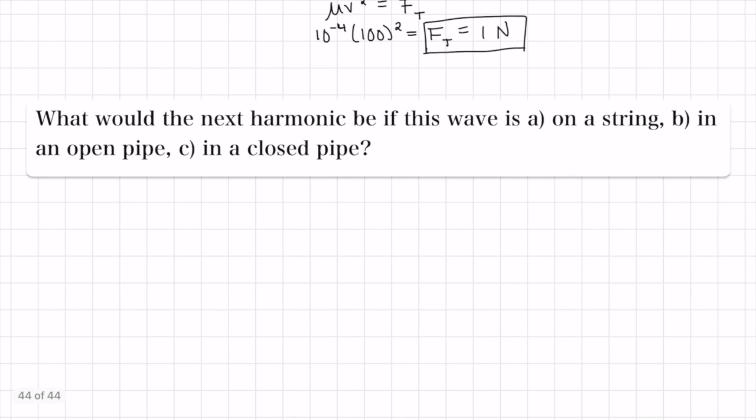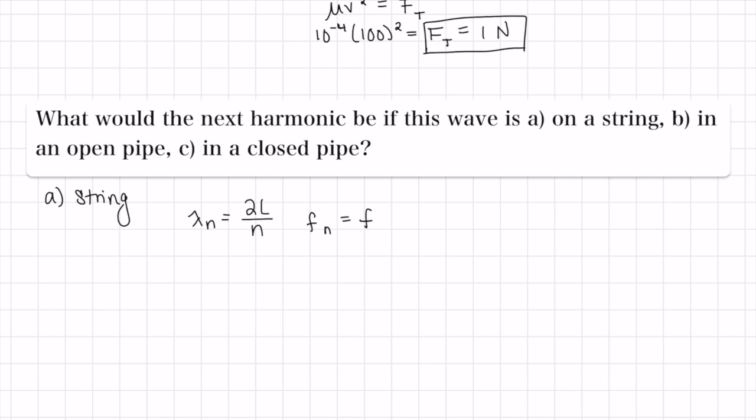And then last, what would the next harmonic be if this wave is A on a string, B in an open pipe, or C in a closed pipe? So we have 3 different equations for these. So let's look at on a string. So we can say that lambda n is equal to 2L over n.